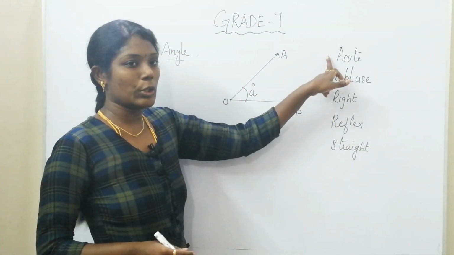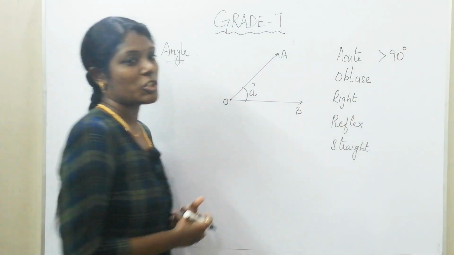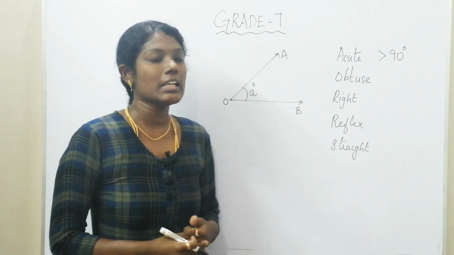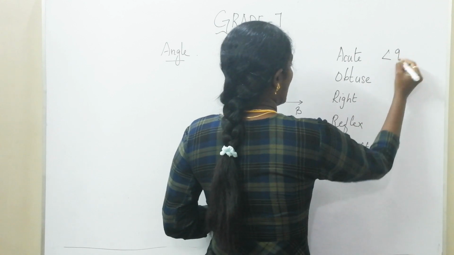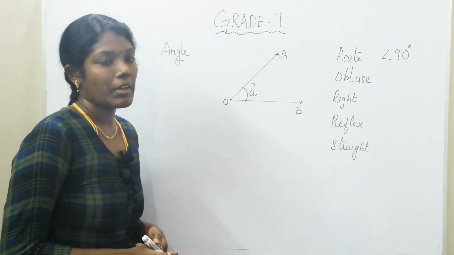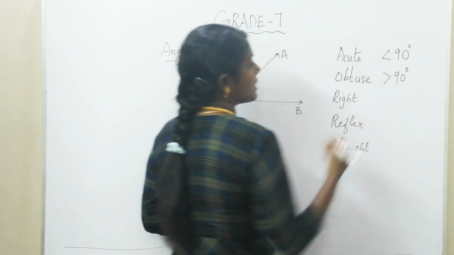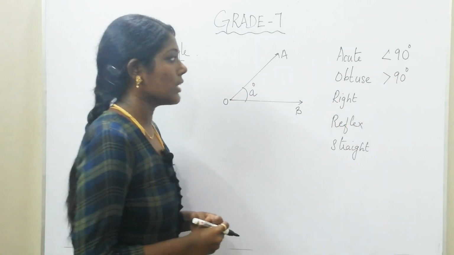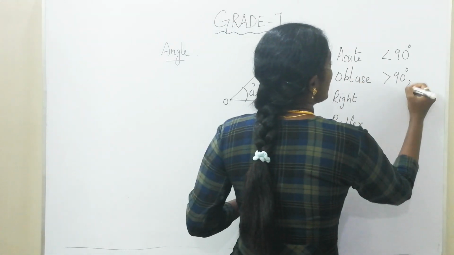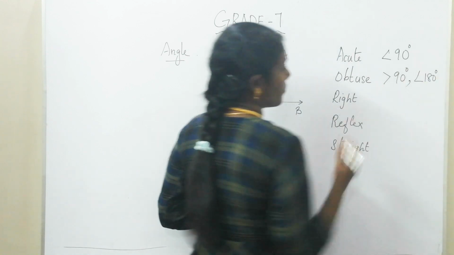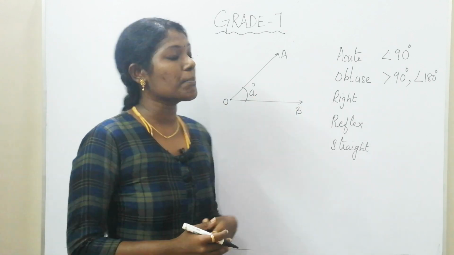So we know what is an acute angle. Acute angle is anything which is less than 90 degrees. When the measure of the angle is less than 90 degrees, we call it an acute angle. What is an obtuse angle then? When the measure is greater than 90 degrees, we call it an obtuse angle. But we also have one condition for an obtuse angle here. It should be less than 180 degrees. So the angle should be from 90 degrees to 180 degrees. We call it an obtuse angle.